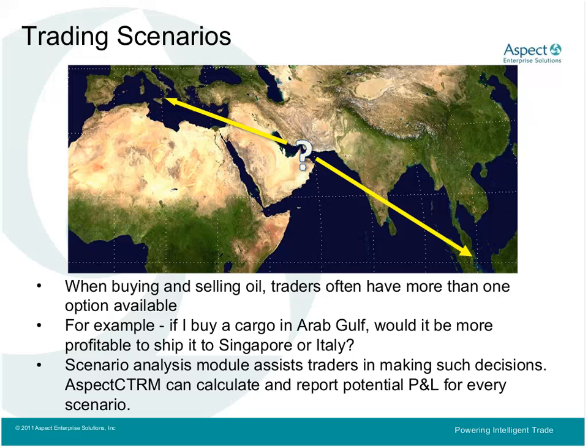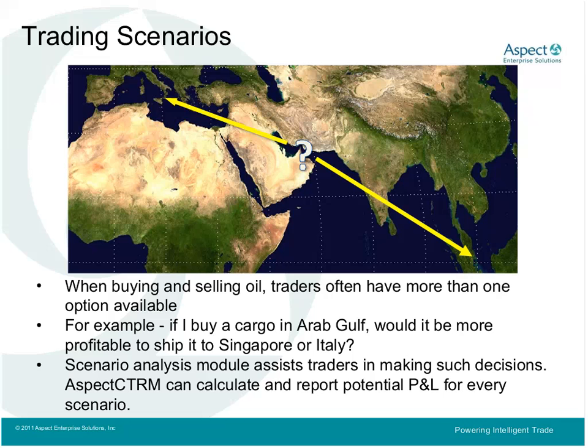So in the most simple scenario, one option might be to sell it to Mediterranean. The other option would be to sell it to Singapore or ship it to the Far East. Obviously, with every scenario, you will be able to obtain different prices. If you sell to Mediterranean, most likely your sale will be based on Mediterranean price index. If you sell to the Far East, it will be based on Singaporean price index. And your secondary costs will be different.